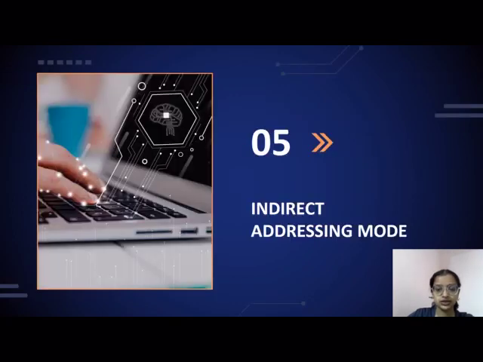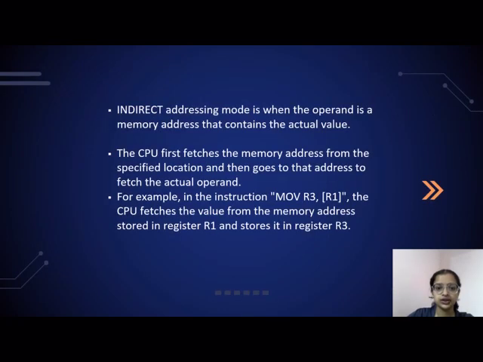Indirect addressing mode. Indirect addressing mode involves accessing a memory address stored within a register or specified location. The CPU retrieves the memory address specified by the operand and then accesses the data stored at that address. In the instruction move R3, R1, the CPU fetches the data from the memory address stored in register R1 and transfers it to register R3.